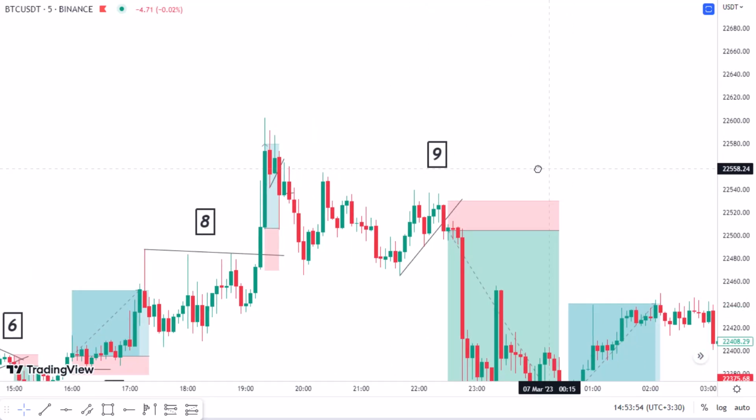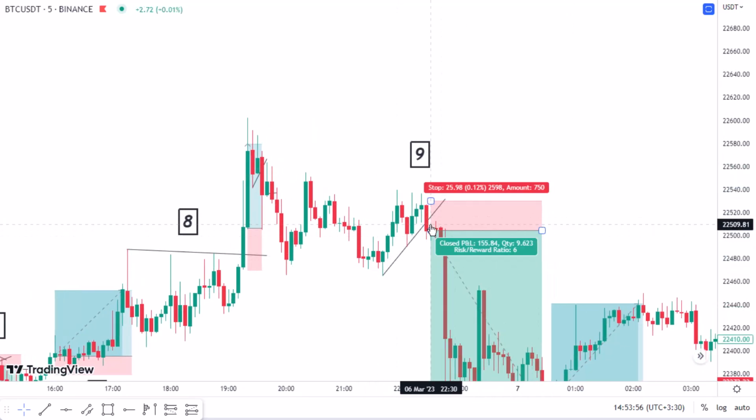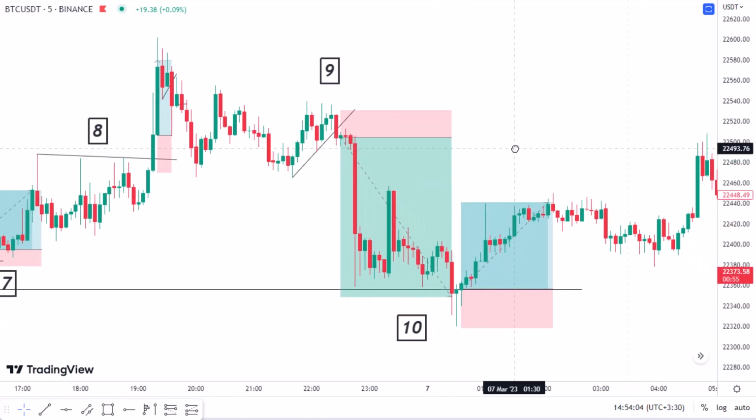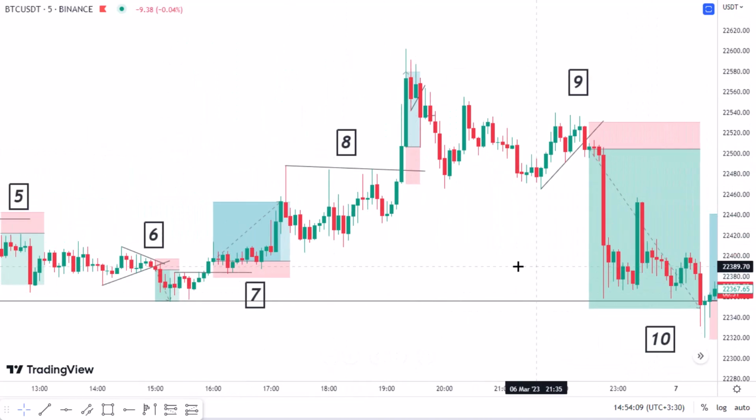On trade 9, we have a trend line with 2 touches. On the third time it is broken here, we enter the sell position, put our stop loss above that candle, and it gives us a reward of 6. And you can also see our target can be this support line here too.